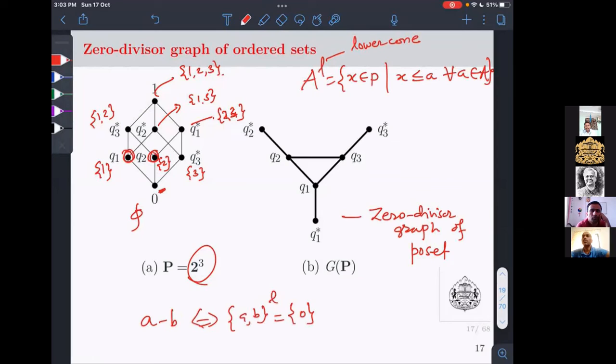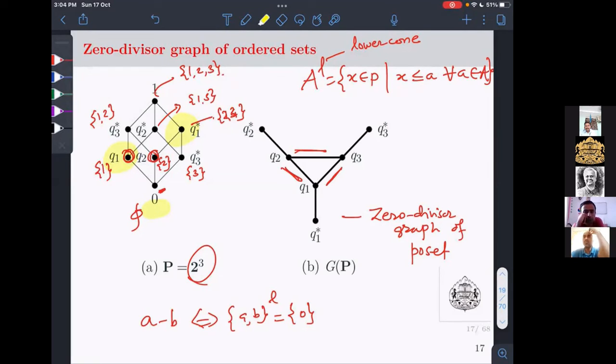Now you can see that for Q1 and Q2, zero is the only element, that's why they are adjacent. Similarly, Q2 and Q3, their lower cone is zero, so they are adjacent. And Q1 and Q3 are adjacent because their lower cone is zero. But if I look at Q1 and Q1 star, you can see that zero is the only element which is below both. Zero is here, which is below this, and there is no other element which is below both Q1 and Q1 star.